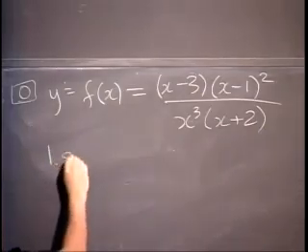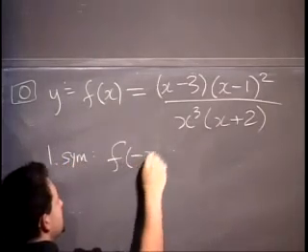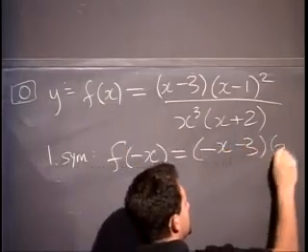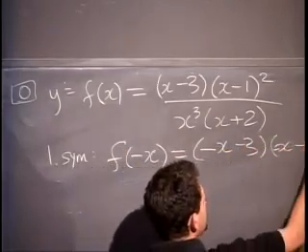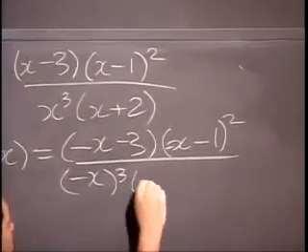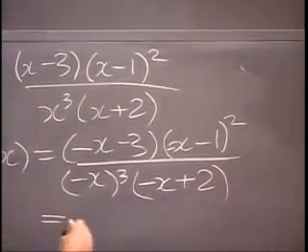First one was to check the symmetry. So if I plug in minus x, I get (minus x minus 3)(minus x minus 1) all squared over (minus x) cubed (minus x plus 2). It looks like a bit of a mess. Let's pull out some minus signs and see what we get.